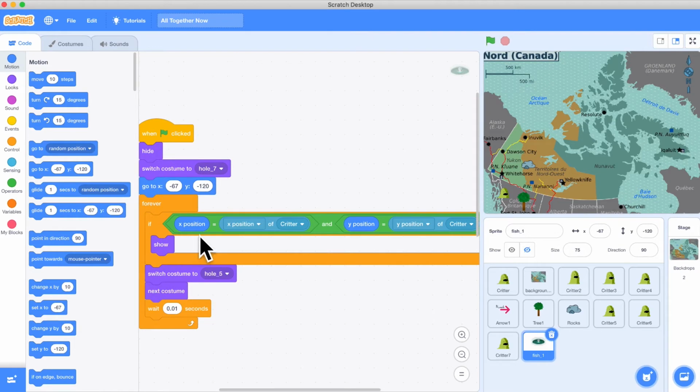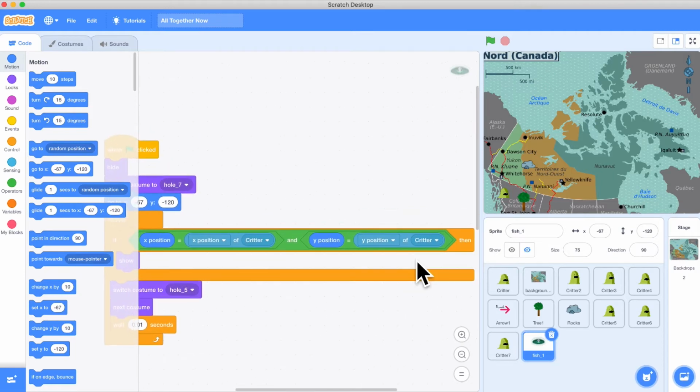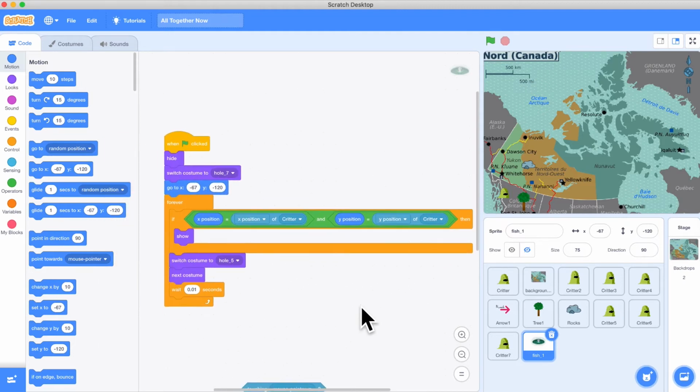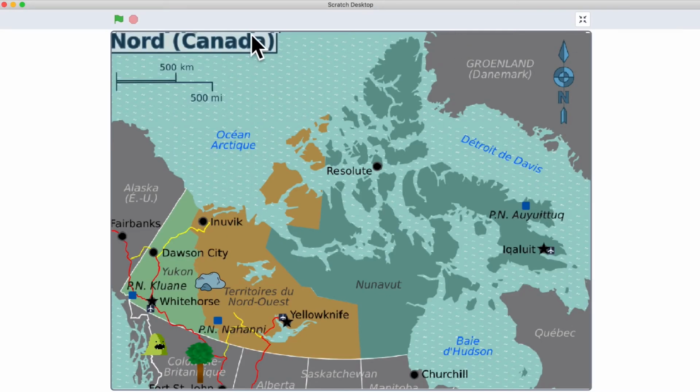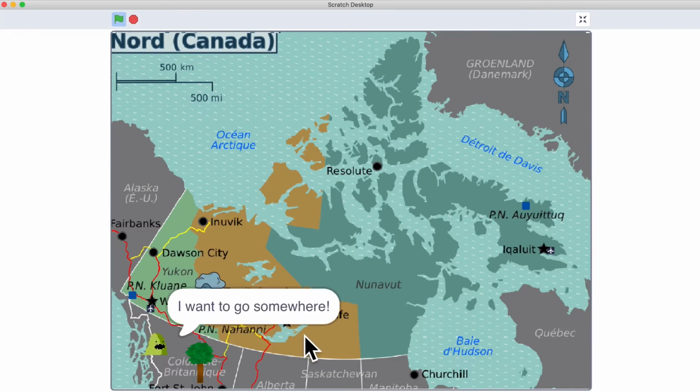So here we can see if the X position of the fish, which is the blue motion block, matches the X position of critter, they are equal, and the Y position of the fish equals the Y position of critter, then it will show. All wrapped in a forever block so that this code keeps running and the computer keeps checking to see if critter is near that fish, or is actually on that fish, that their X and Y positions match.